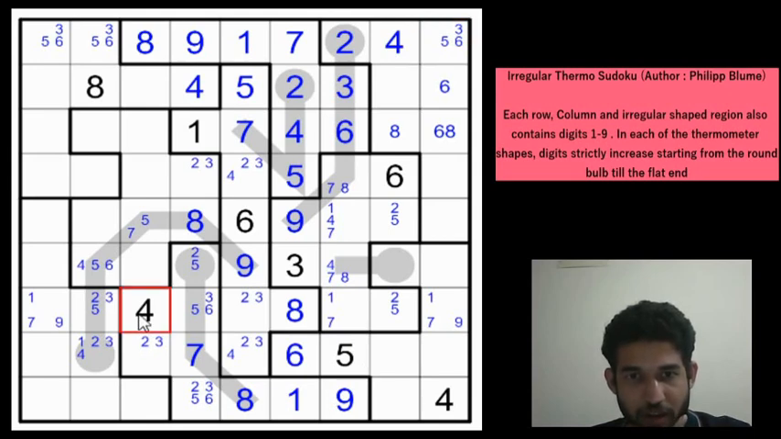So you have a 4 here, which means it can't be in these 3 cells for this region, and you have a 4 here, so 4 can't be here, which means that 4 would have to go in one of these 2 cells.